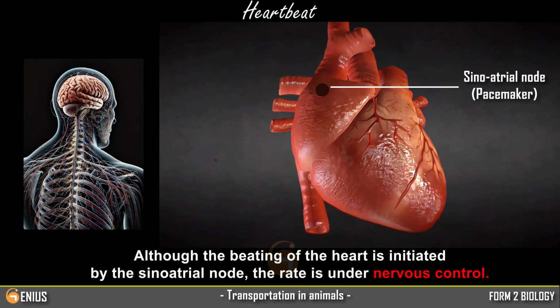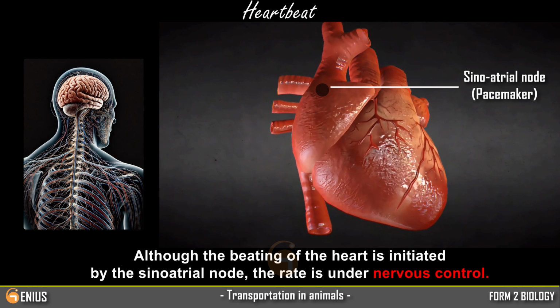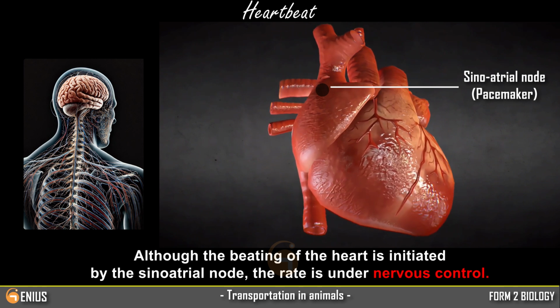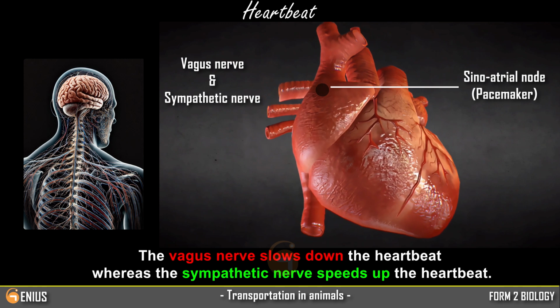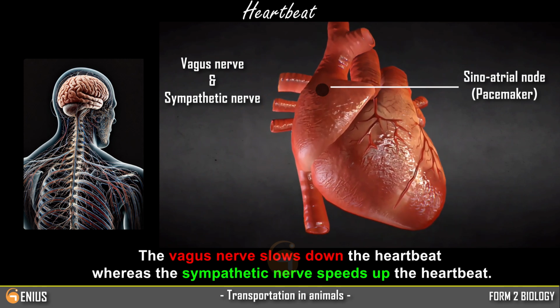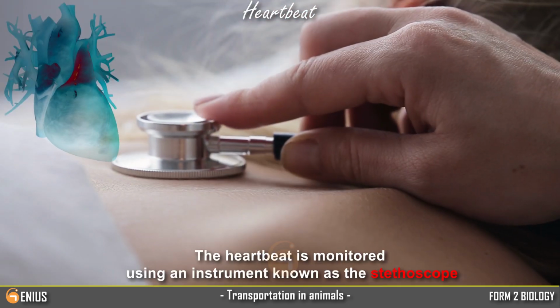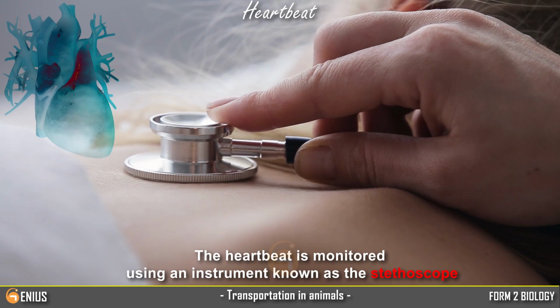Although the beating of the heart is initiated by the sinoatrial node, the rate is under nervous control. The vagus nerve slows down the heartbeat, whereas the sympathetic nerve speeds up the heartbeat. In human beings, the normal heartbeat rate is 72 beats per minute, but can vary depending on factors such as activity, age, and health. The heartbeat is monitored using an instrument known as the stethoscope.